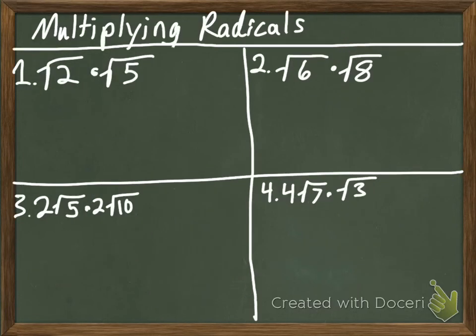Okay, next we're going to talk about multiplying radicals. And multiplying radicals is actually easier than when we add or subtract them. When you multiply radicals, you multiply whatever's on the outside together, whatever's on the inside together. So what we have on the outside for number 1 is a 1 and a 1, which means we have a 1 left over, which we don't have to write. What we have underneath the radical is 2 times 5, which is 10.